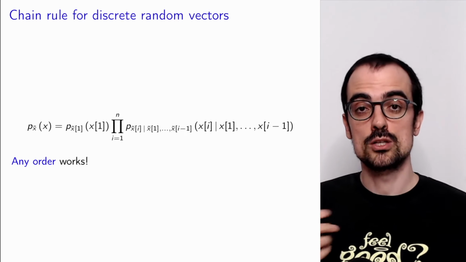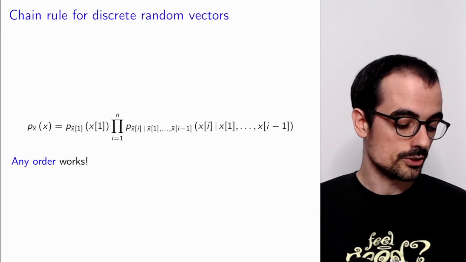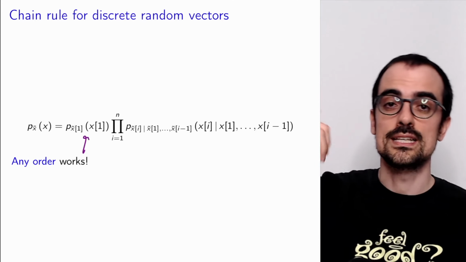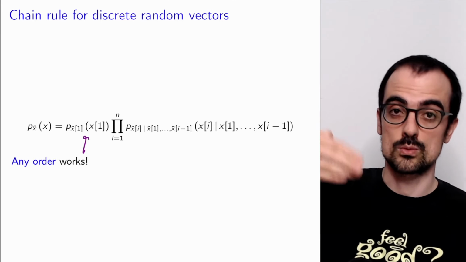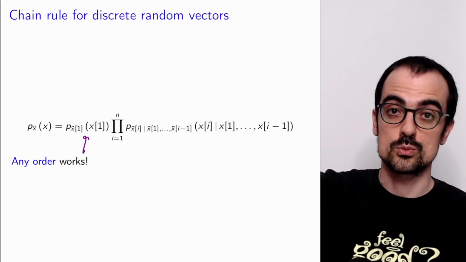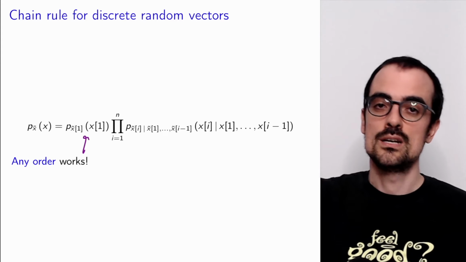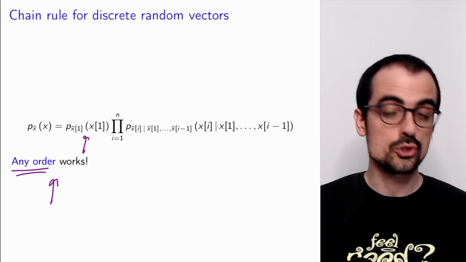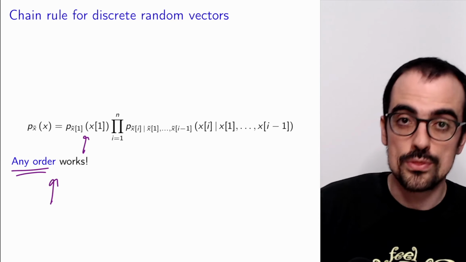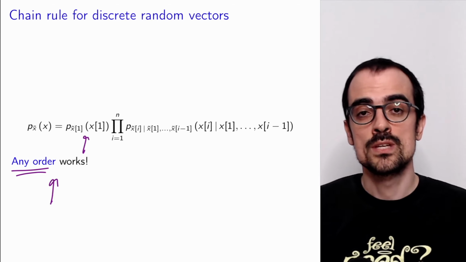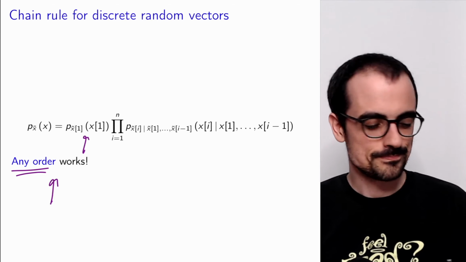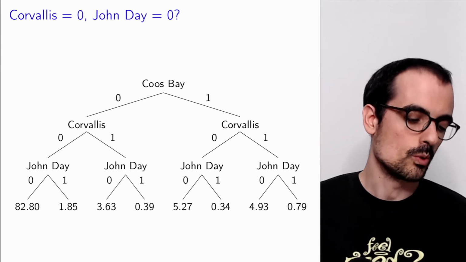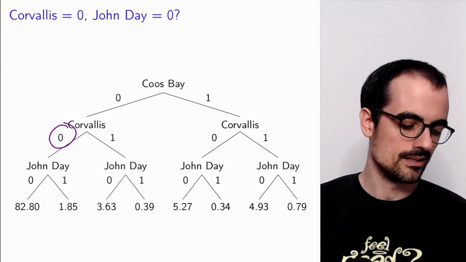Essentially, this is very similar to when we had several events. First, you take the marginal over the first one, then the conditional of the second one given the first one, then the conditional of the third one given the first one and the second one, and so on and so forth. And any order works, and it's critical to choose the order wisely, both in real-life probabilistic modeling, but also when you're doing homework.